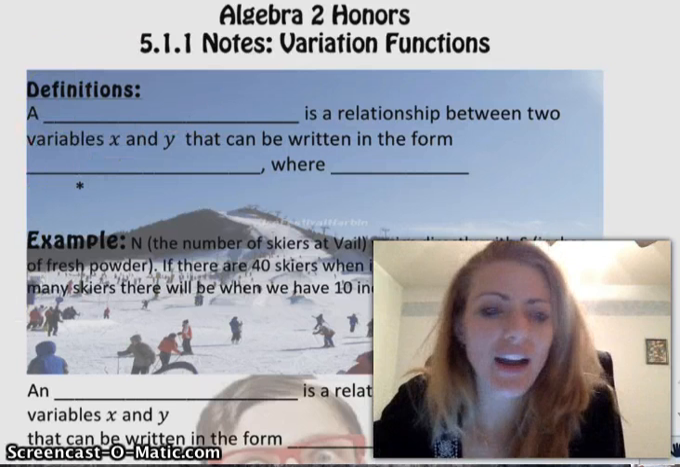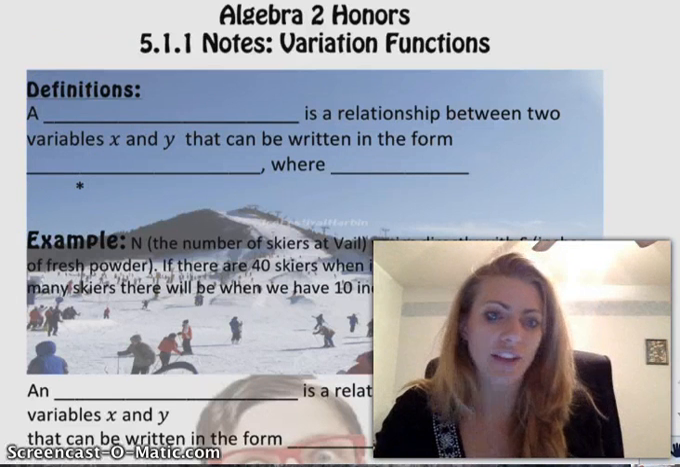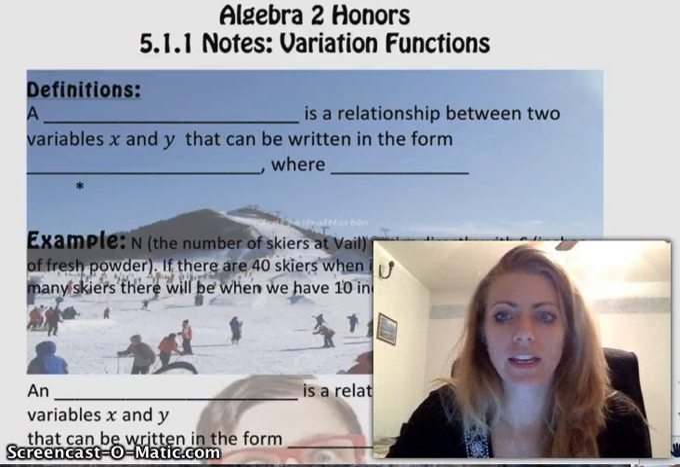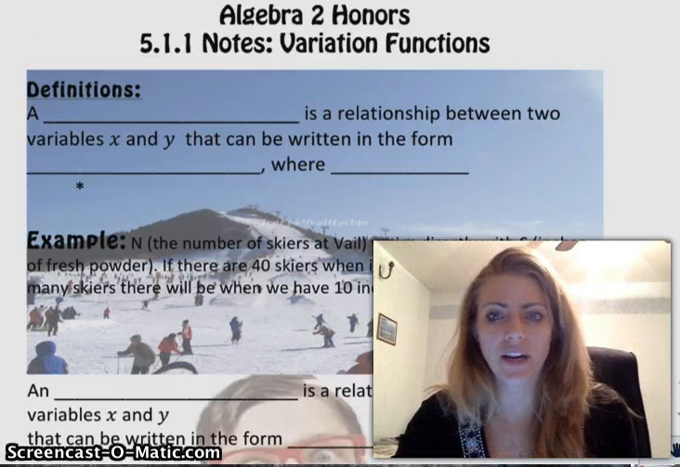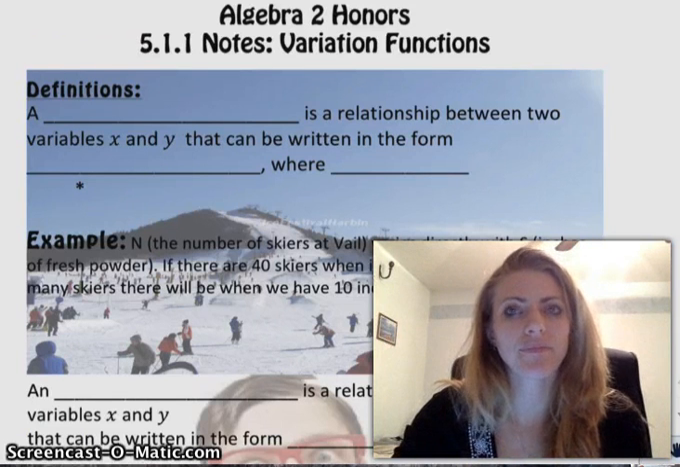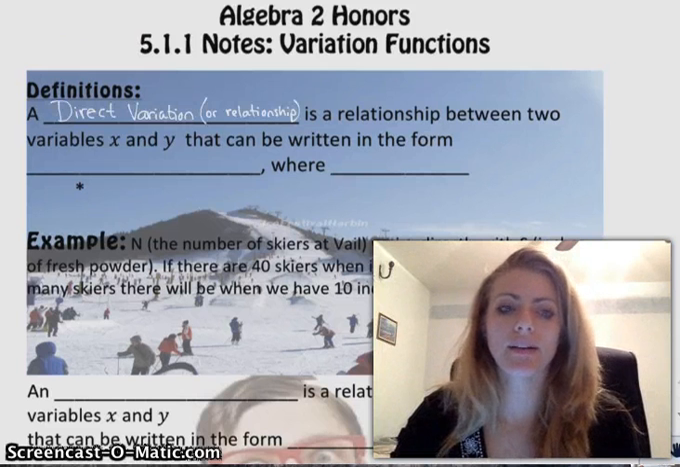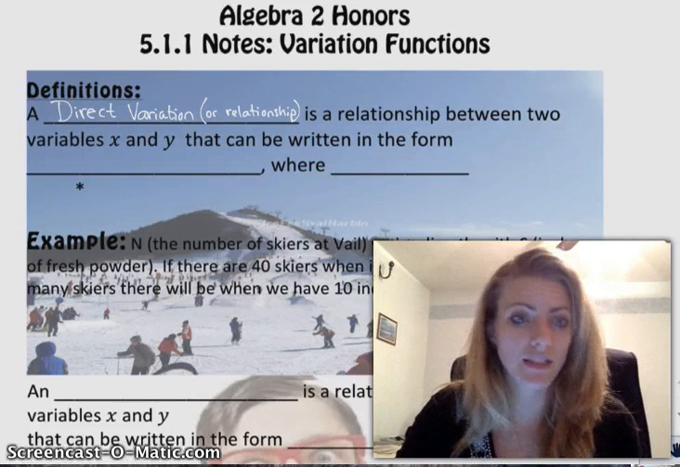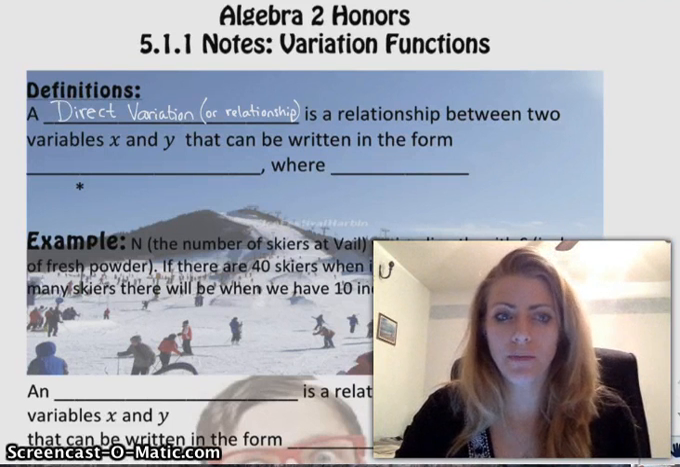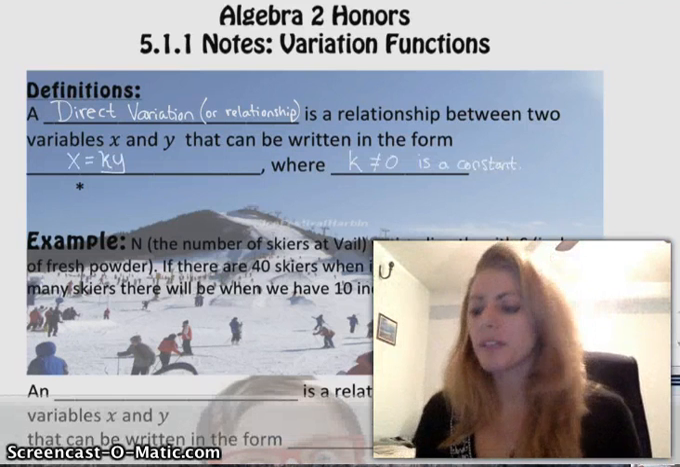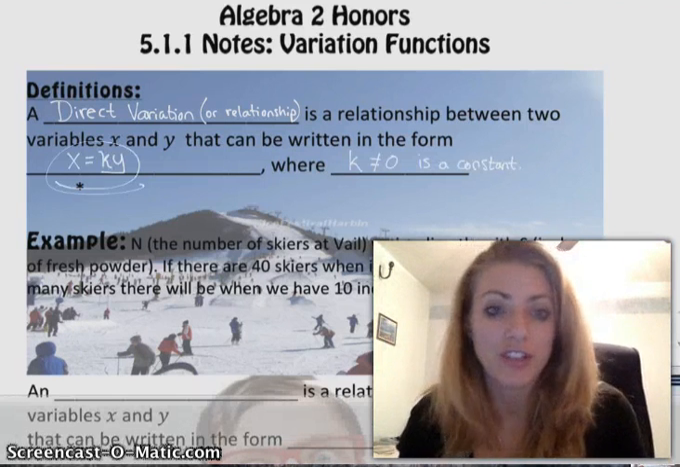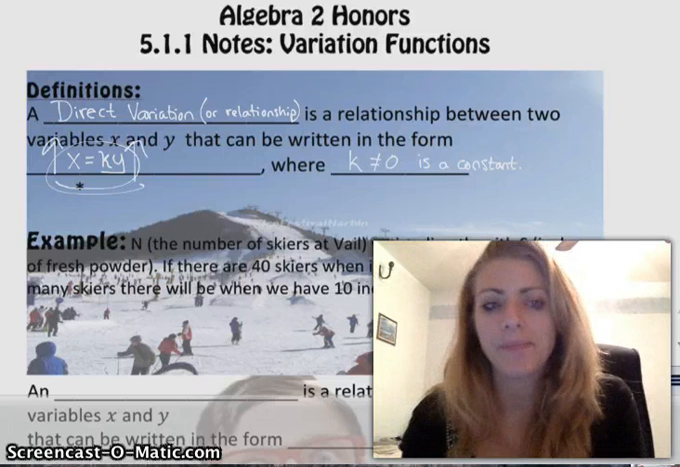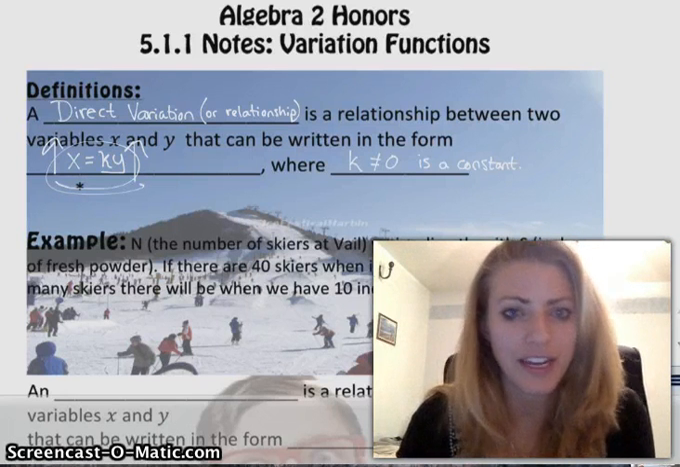Okay, so first we're going to talk about what a direct variation is, or a direct relationship. It is a relationship between two variables, x and y, that can be written in the form x equals k times y, where k is just some constant. So basically, x equals a number times y. If you have a direct relationship, as one thing increases, the other thing also increases. And I'll show you an example of what that actually means.